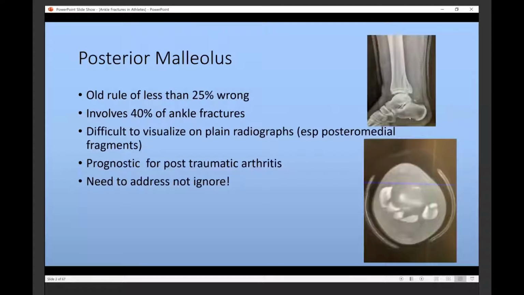So the old rule of less than 25% is wrong. We know that the posterior malleolus is involved in 40% of ankle fractures, and we know it's difficult to visualize on plain radiographs, especially this posterior medial fragment. You can't see it at all. We also know that, besides anatomic alignment, involvement of the posterior malleolus is probably the biggest prognostic factor for post-traumatic arthritis. So you really need to address it and not try and ignore it.